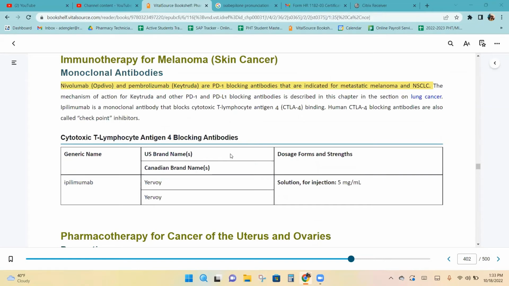Opdivo and Keytruda are PD-1 blocking antibodies that are indicated for metastatic melanoma and non-small cell lung cancer.